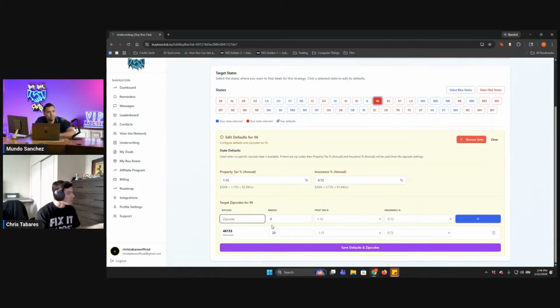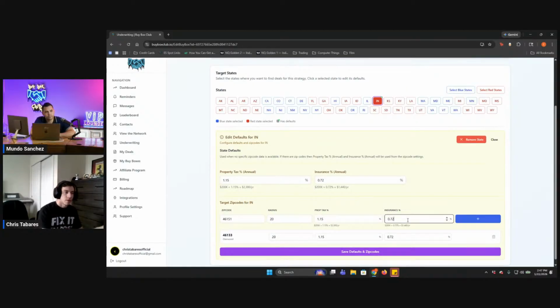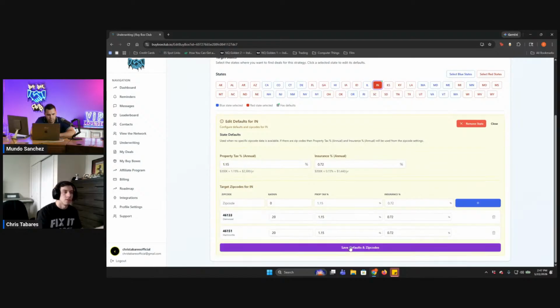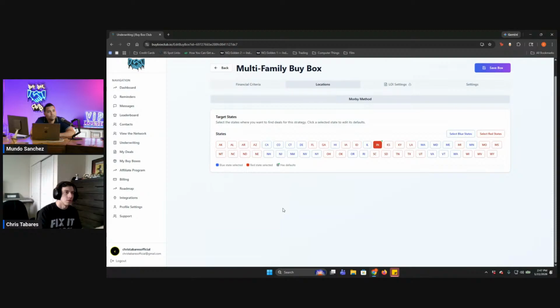So there's one. I do see the property tax again, similar thing. I don't know what that is, but you know, what was the other one? Martinsville, Indiana is 46151. Let's do the same thing. And add. Okay. Save defaults and zip codes. All right.